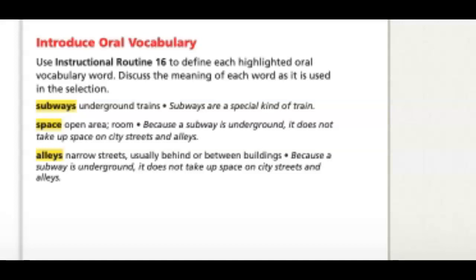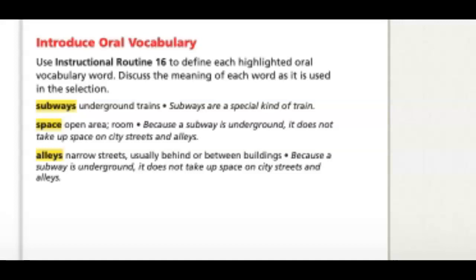The next vocabulary word we learned was the word space. Space means an open area or room. In our story, the word space is used when it says, because a subway is underground, it does not take up space on city streets and alleys.